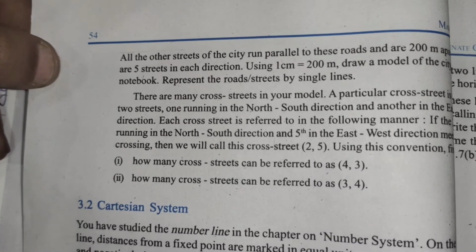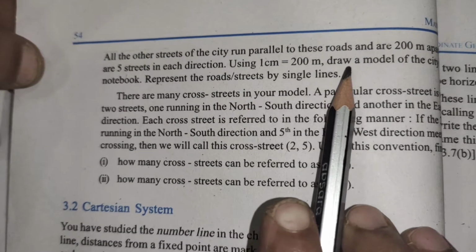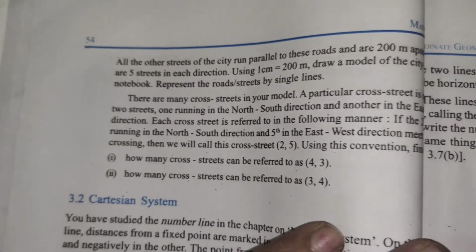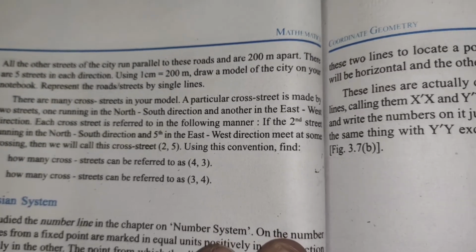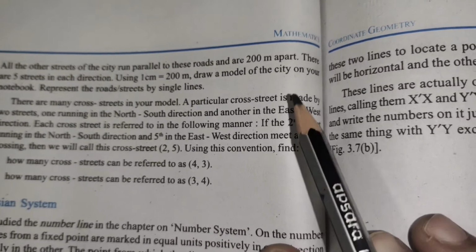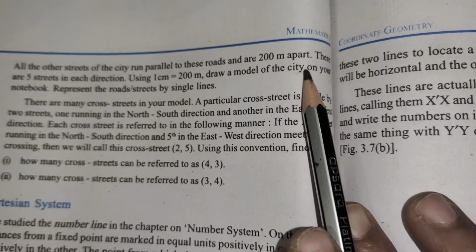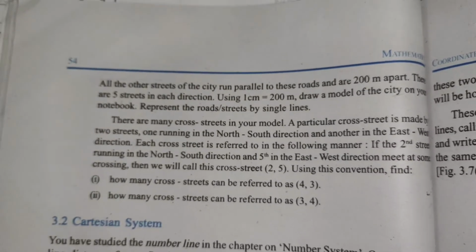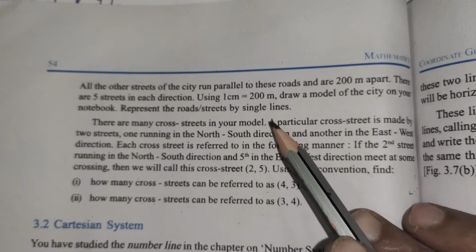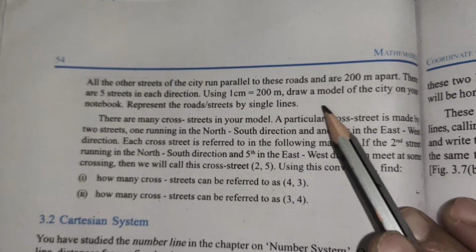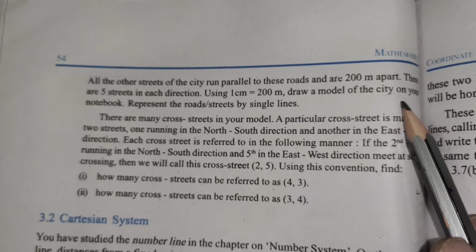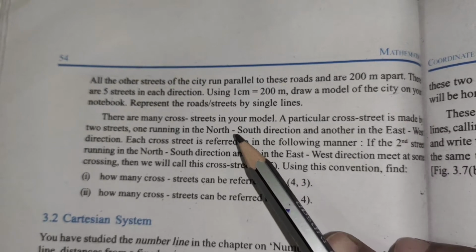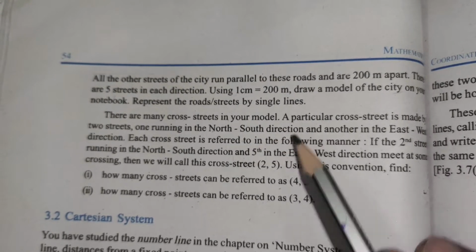All the other streets of the city run parallel to these roads, and are 200 meters apart. Then there are 5 streets in each direction. Using 1 centimeter equal to 200 meter, draw a model of the city in your notebook. Represent the road and streets by using single lines.